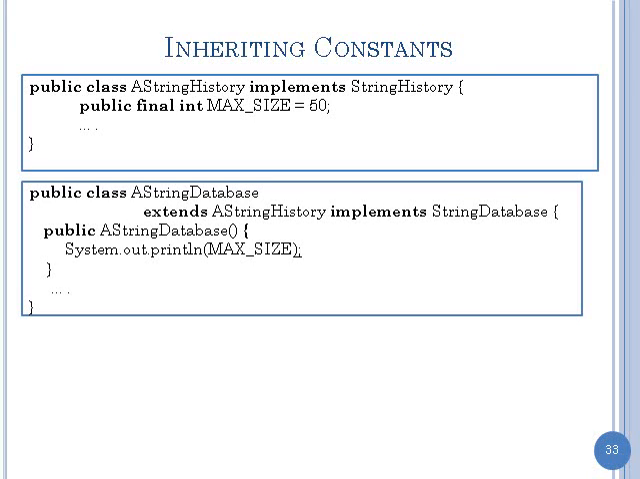So let's talk of constants. We can inherit method headers from interfaces, but we can also inherit constants from interfaces. Constants can also occur in classes. So can you see some confusion that can occur from this example? I have a string history that has an array whose size is max size. We declared a constant in the string history. I have a string database that extends the string history and implements string database, the interface. If I leave the picture like this, max size refers to the max size in a string history. And now can I try to confuse Java?